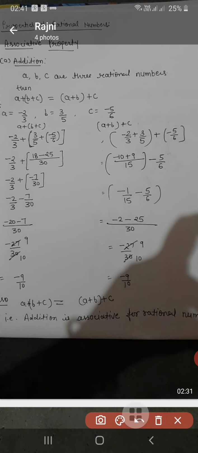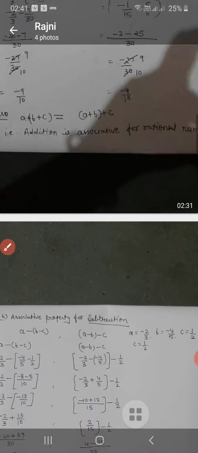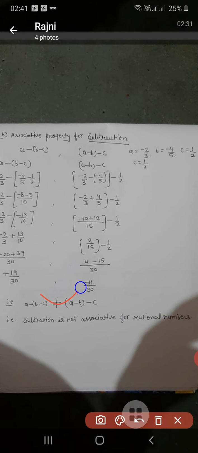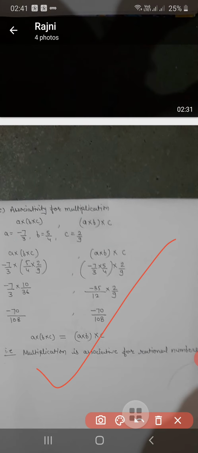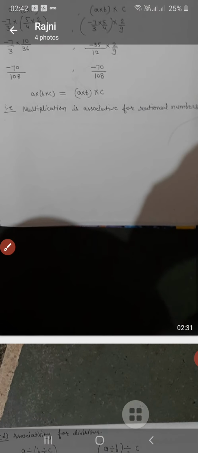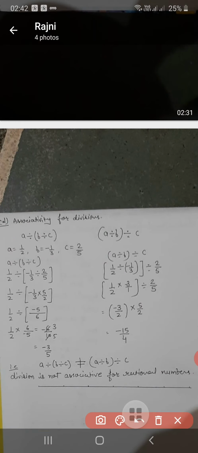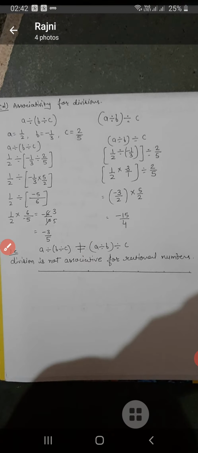You have to complete: addition is associative for rational numbers. Then subtraction is not associative for rational numbers. Next, multiplication is associative for rational numbers. Division is not associative for rational numbers. All these 4 properties you have to write in your note copy.